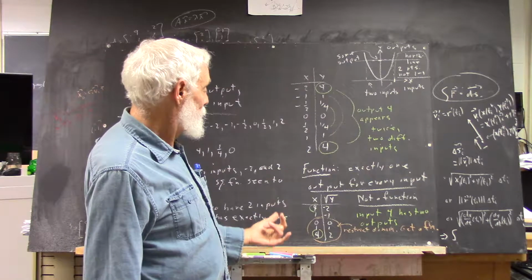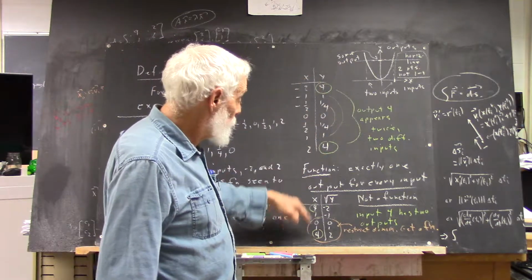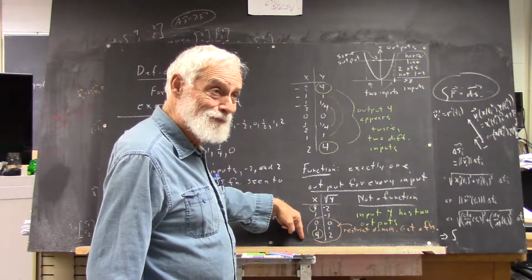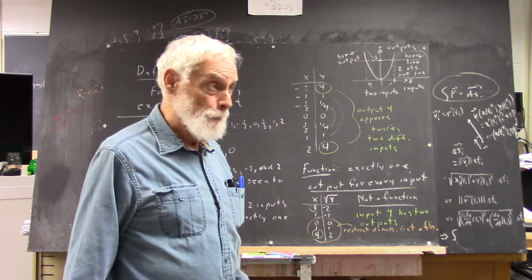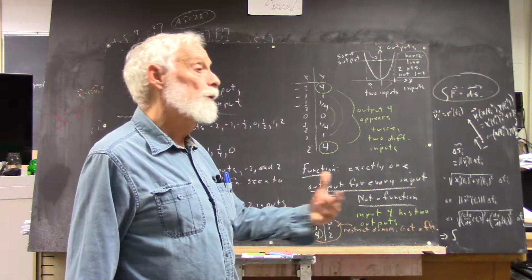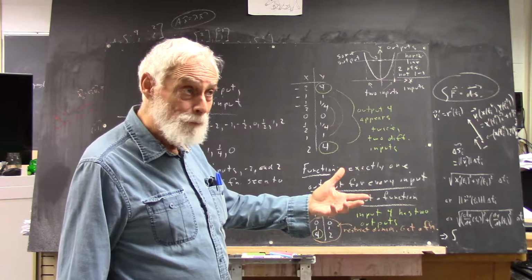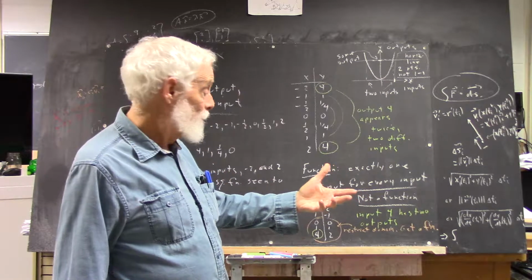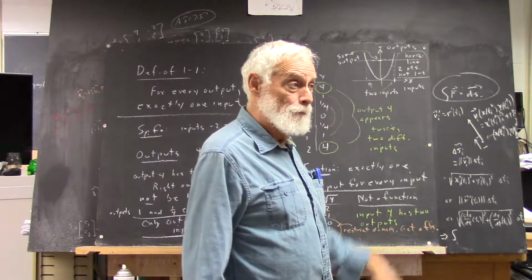Okay? In other words, if no number appears twice over here as a y, no number is going to appear twice as an x. So every x is going to have a unique y. Now different x's could have the same y, then it wouldn't be one-to-one. But we have that, and then we have this, okay?